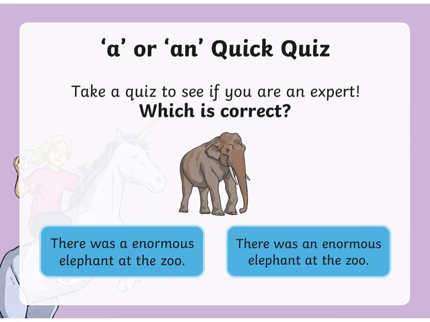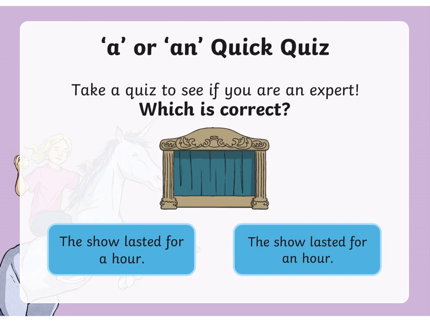Next, more examples for a or an. There was an enormous elephant at the zoo. Which one is correct? A or an? It's an enormous. Now we have got one more example to test ourselves. The show lasted for an hour. So we have to listen to the sound very carefully and repeat this again. The show lasted for an hour. And this is correct here.